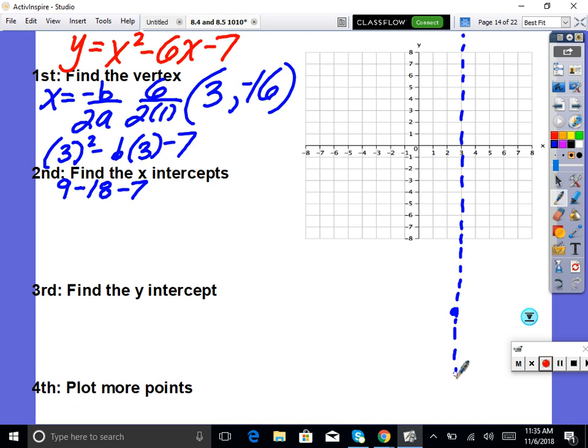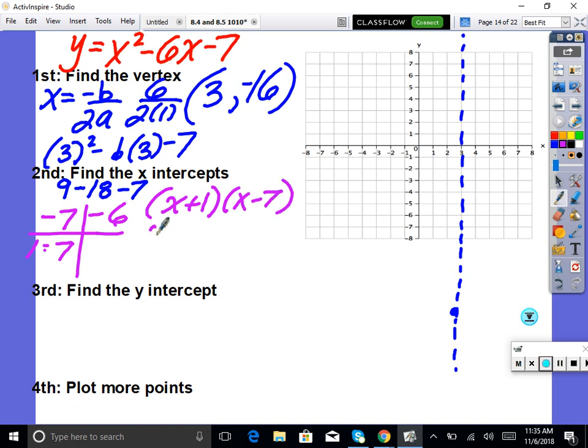Alright, so now we'll find the x-intercepts, because we need more points to plot. So you'd say, okay, my x-intercepts are when I solve it. So it multiplies to be negative 7 and adds up to be negative 6. 1 times 7, negative 7. It factors to be x plus 1, x minus 7. So it's crossing at negative 1 and 7, isn't it? So I go -1 and 7.